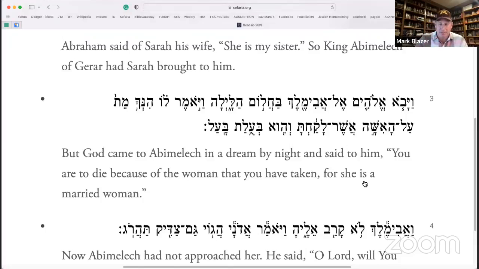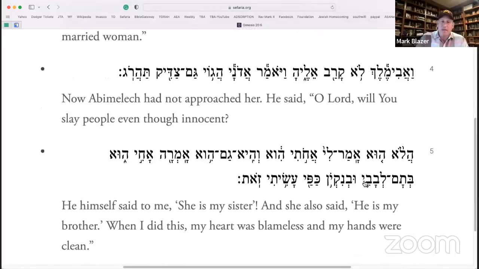So anyways, God tells him, and Avimelech had not approached her. He said, "O Lord, will you slay people even though innocent? He himself said to me, she's my sister. And she also said, he is my brother. When I did this, my heart was blameless and my hands were clean." Now, what's so cool about what Avimelech does.